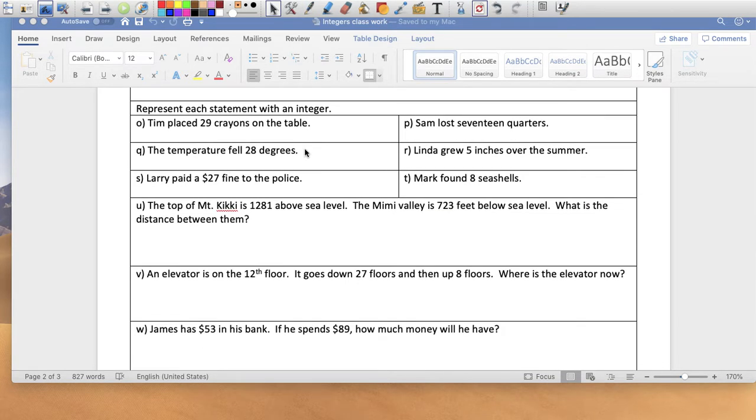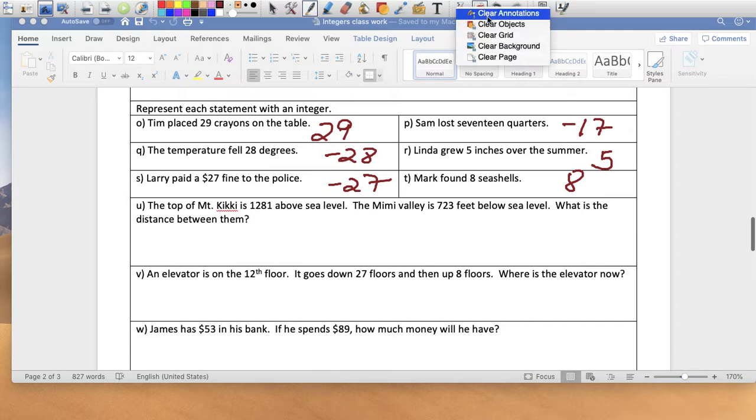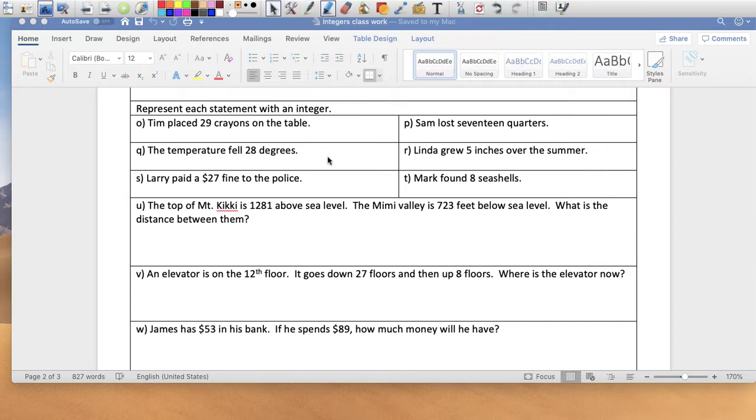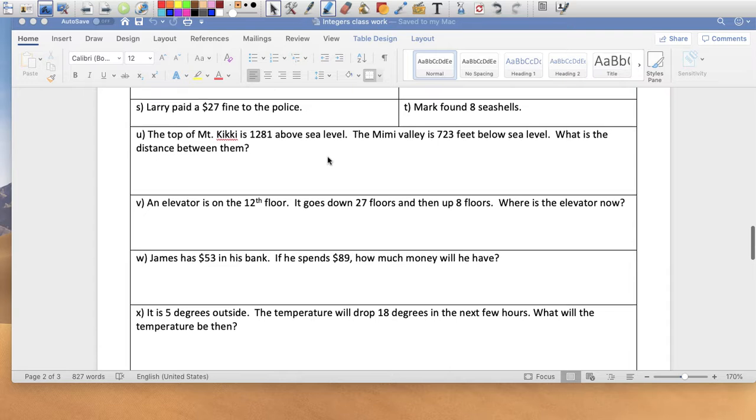Represent each statement in an integer. Tim placed 29 crayons on the table, so that's just a positive 29. Sam lost 17 quarters. Linda grew 5 inches over the summer. Mark found 8 seashells. Temperature fell 28 degrees. Larry paid a fine to the police, so he actually lost some money. Okay. And then, still have a few.